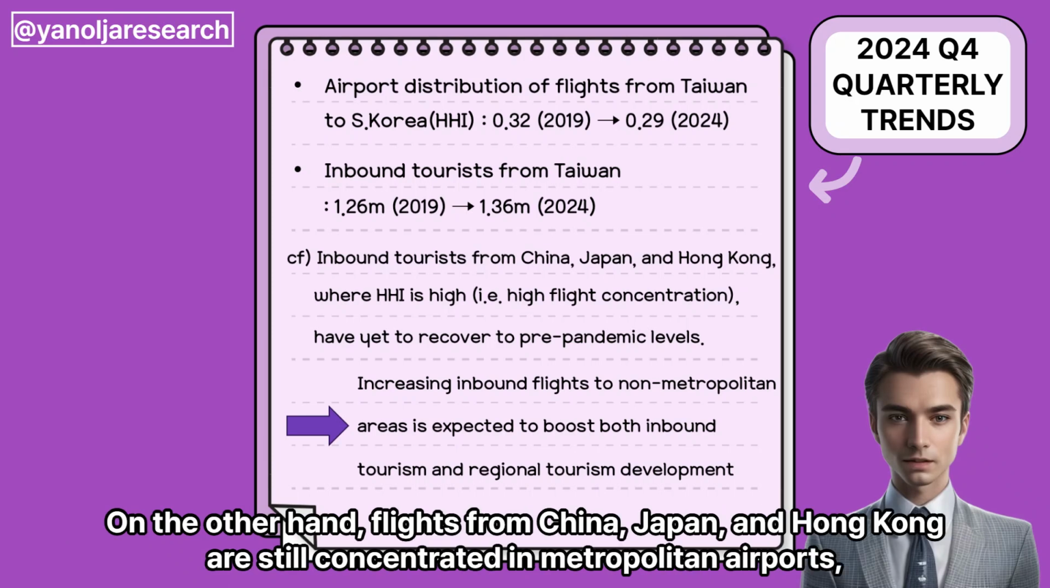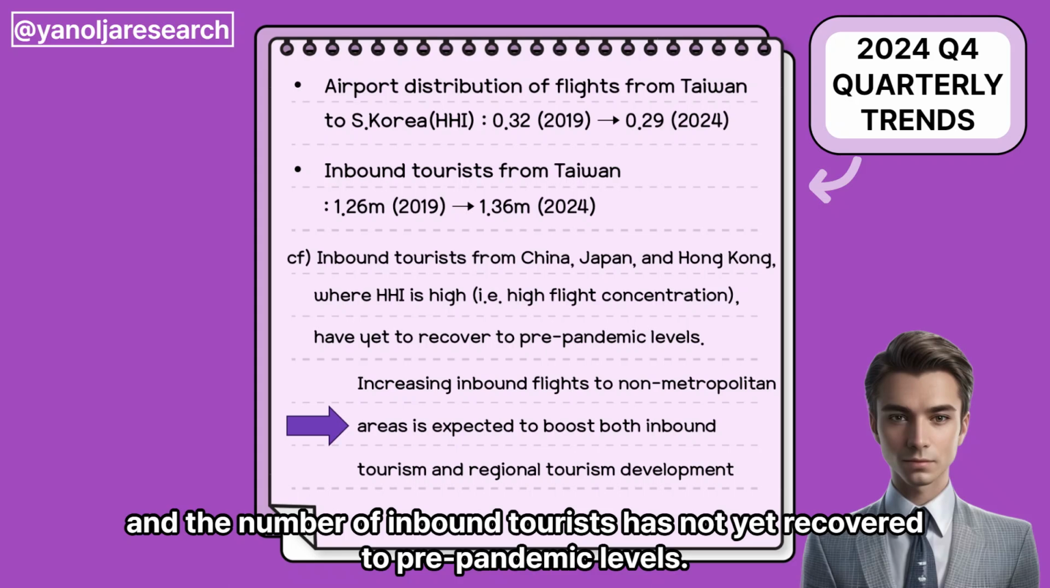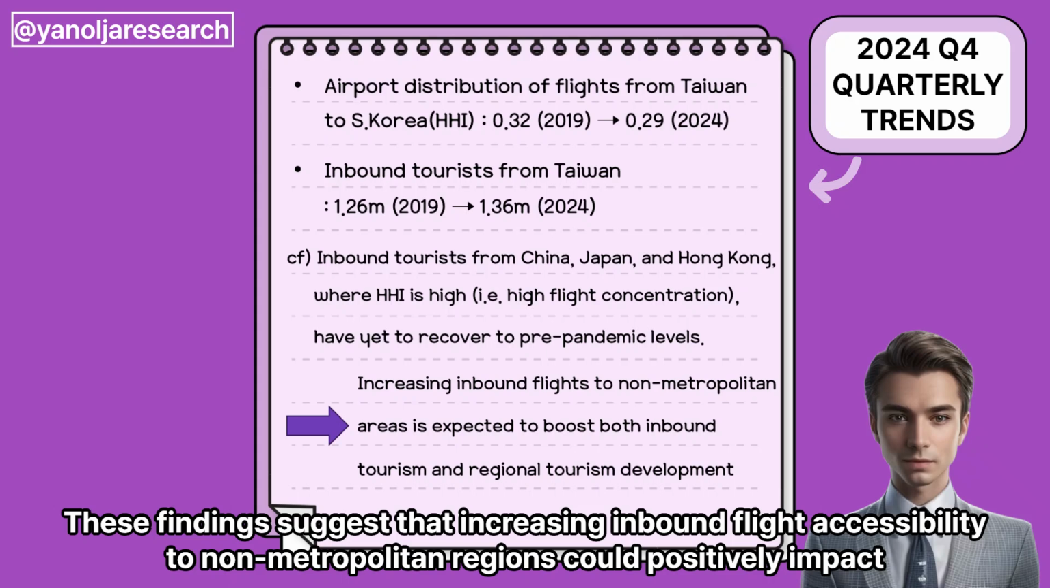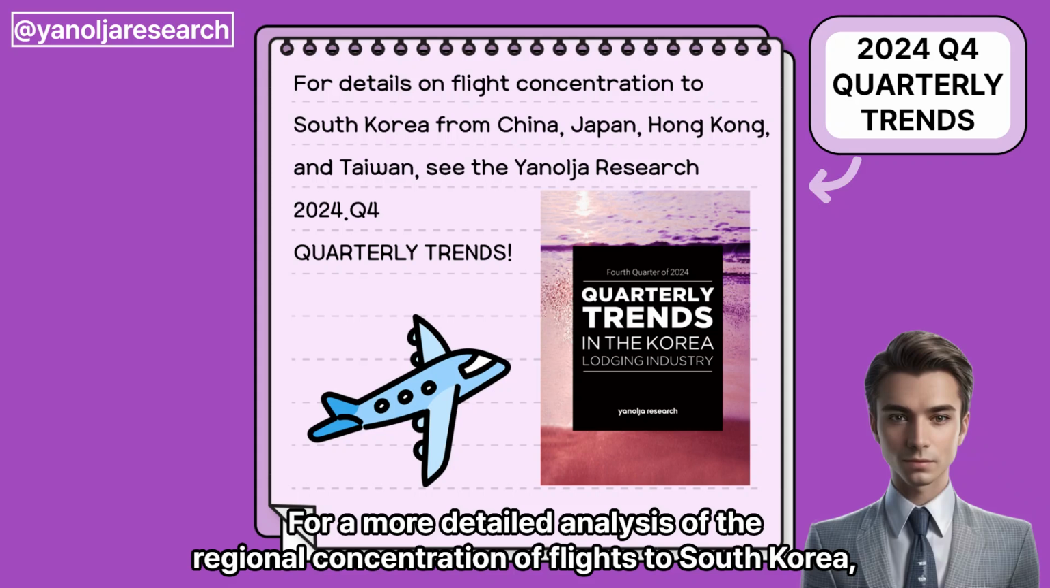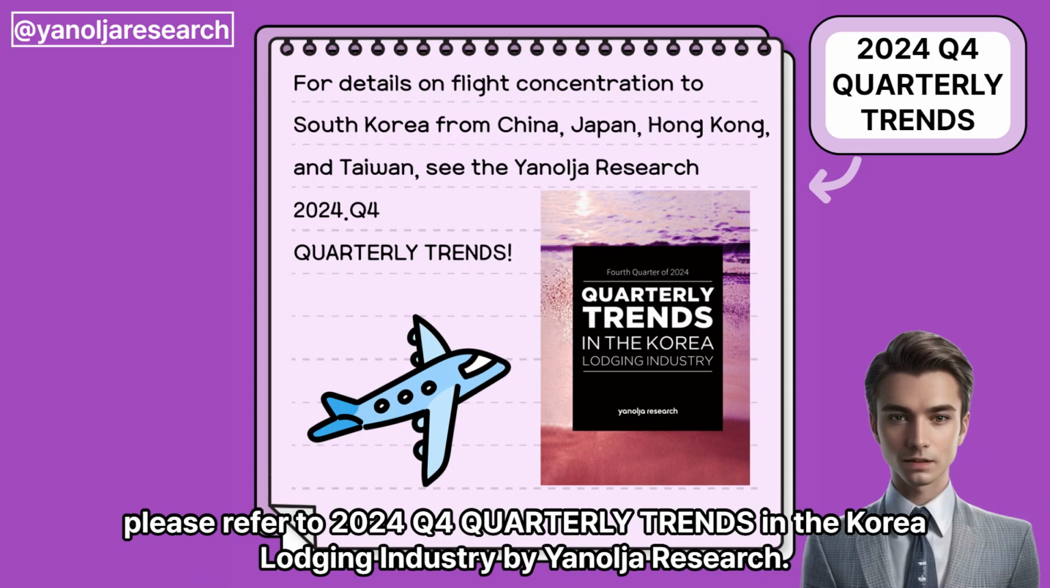On the other hand, flights from China, Japan, and Hong Kong are still concentrated in metropolitan airports, and the number of inbound tourists has not yet recovered to pre-pandemic levels. These findings suggest that increasing inbound flight accessibility to non-metropolitan regions could positively impact both inbound tourism and regional tourism development. For a more detailed analysis of the regional concentration of flights to South Korea, please refer to 2024 Q4 Quarterly Trends in the Korea Lodging Industry by Yanolja Research.